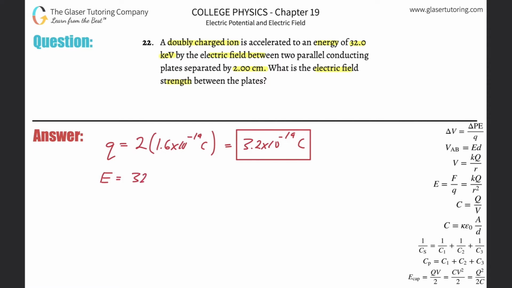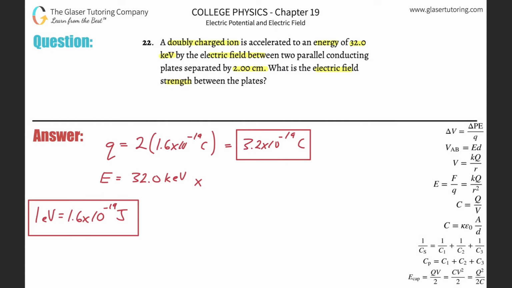So 32. Now I can probably do this in electron volts, but I like to work with the standard coulombs and joules and all that, okay? So kilo electron volts. Now I realize I need this in terms of joules. Remember, electron volt is a unit for energy, and 1 electron volt is equal to 1.6 times 10 to the minus 19th joules. Interesting. The numbers look very similar, but the meaning is a little different.